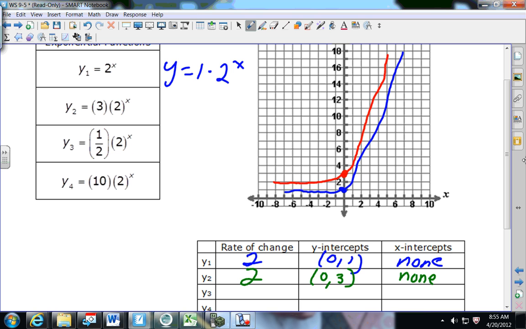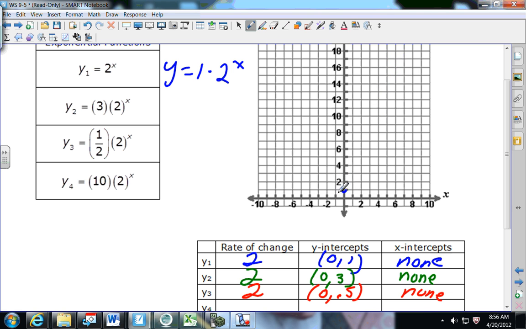Now what happens here? What is the rate of change on this next one, on y3? Rate of change is still 2, so that means that the curve is actually the same steepness. But what is this? The y-intercept. So you could write it as 0, comma 0.5. Oh, I used the wrong color on this one. Let me try and change the color on this. There we go.